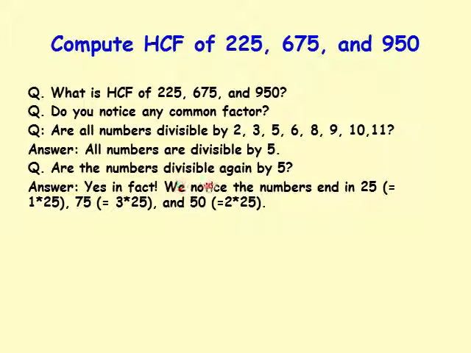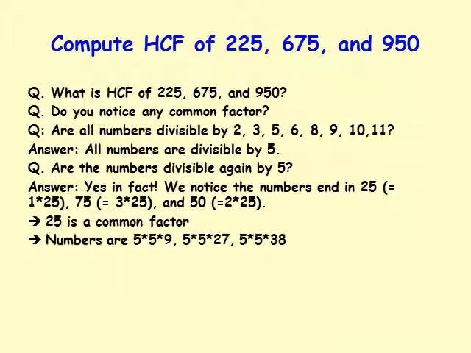Answer: yes. In fact, we notice that the numbers end in 25, which is 1 times 25, 75, which is 3 times 25, and 50, which is 2 times 25. So 25 is a common factor. Then I replace 25 by the prime factors: my first number is 5 times 5 times 9, and the second number is 5 times 5 times 27.